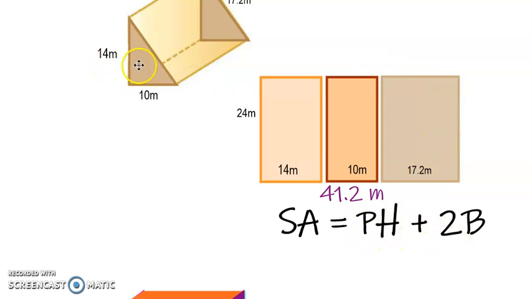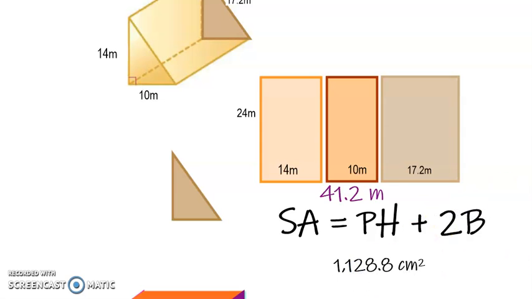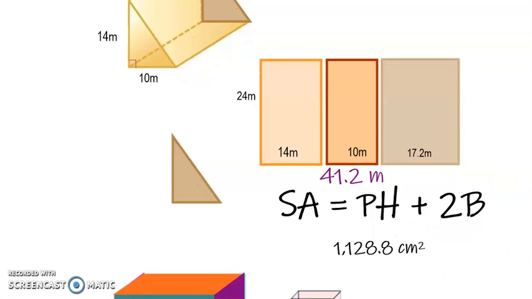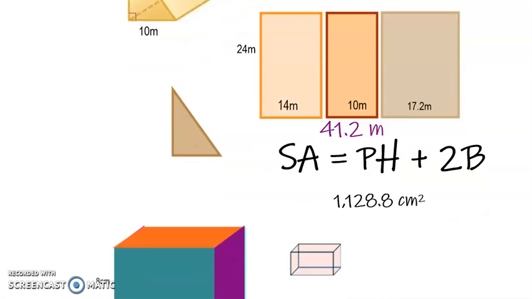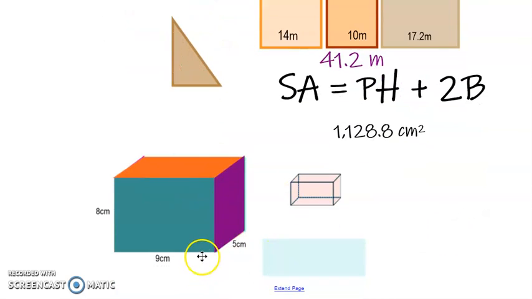Now you just need to add up 2 of your bases. Okay, and 2 times the area of this base, which was 70, and then you're going to still get the same exact number, 1,128.8 square centimeters. So it's just one more way of looking at this one. And you can do that with these ones too.